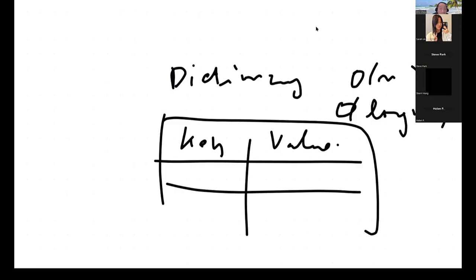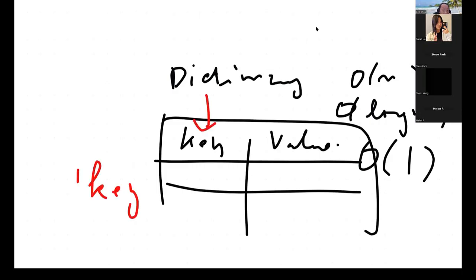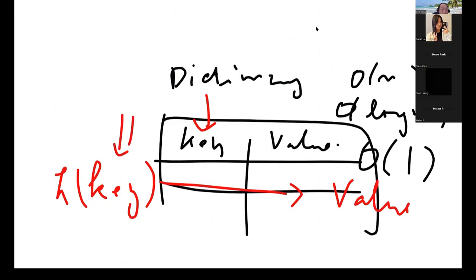How about Helen? O of one. Yes, it's order of one. It's a constant time, basically. Why is it constant time? Because you just need to put your key into a hash function, and you'll find a location for the value.